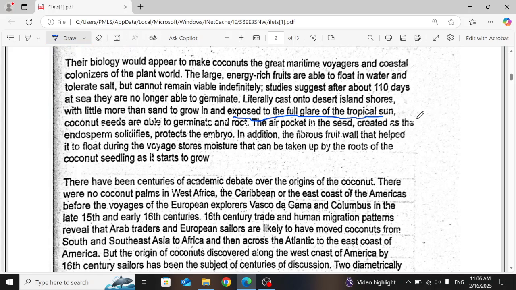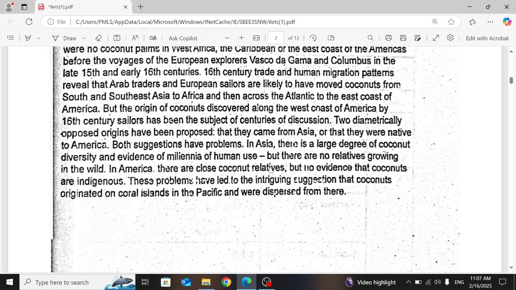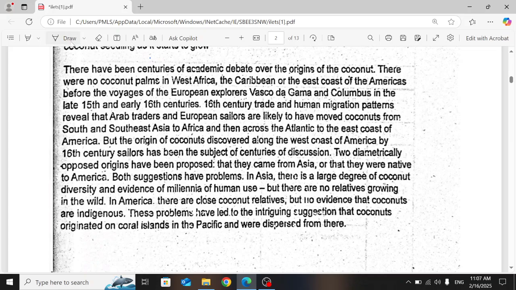So we saw a question that stated that the coconut seed needs shade to grow, but they do not need shade to grow. They need sunshine to grow. Coconut seeds germinate and root in full glare, full sunshine. The air pocket in the seed, created as the endosperm solidifies, protects the embryo. In addition, the fibrous fruit wall that helped it to float during the voyages stores moisture that can be taken up by the roots of the coconut seedling as it starts to grow. So we don't get an answer to any of our questions in the rest of this part. Let's move to the last paragraph.